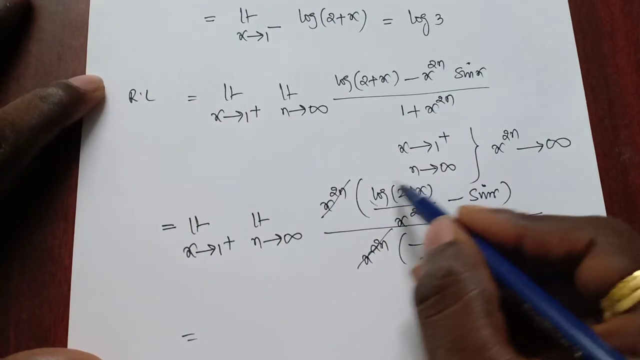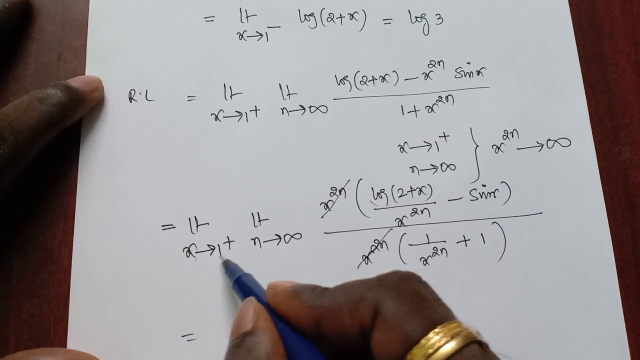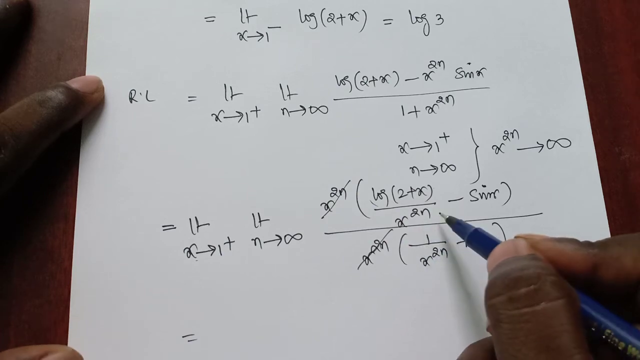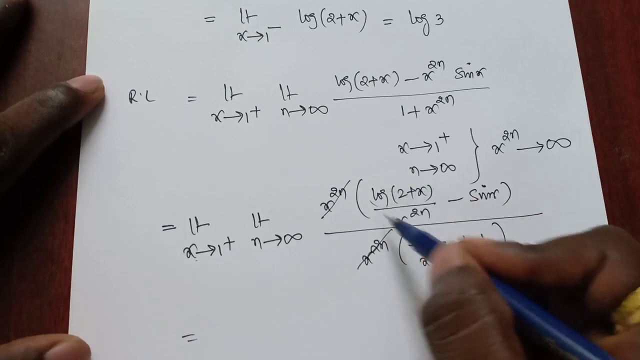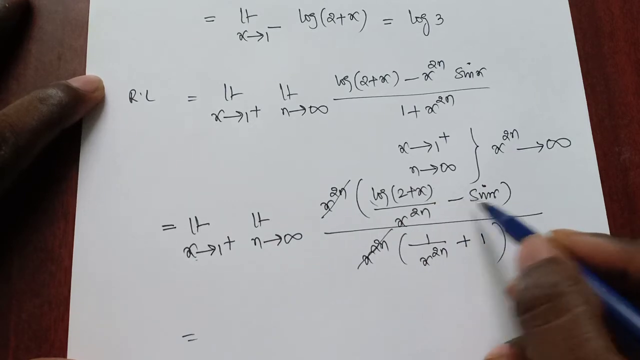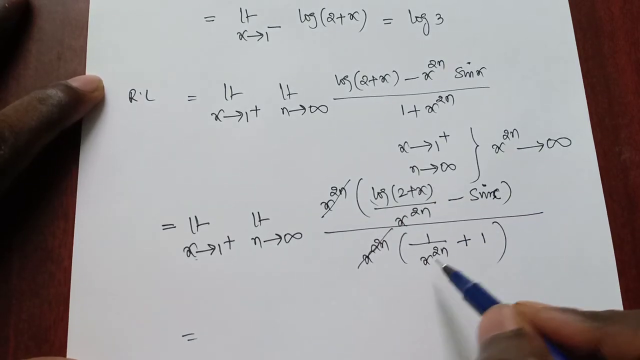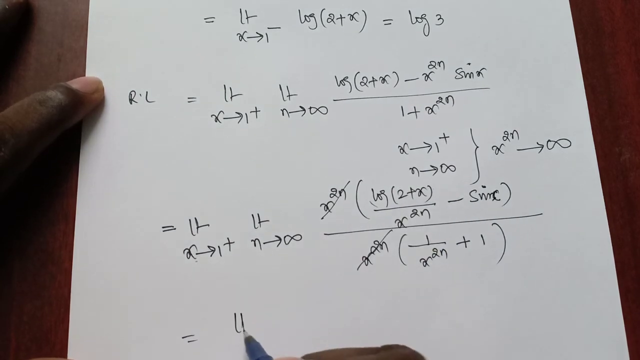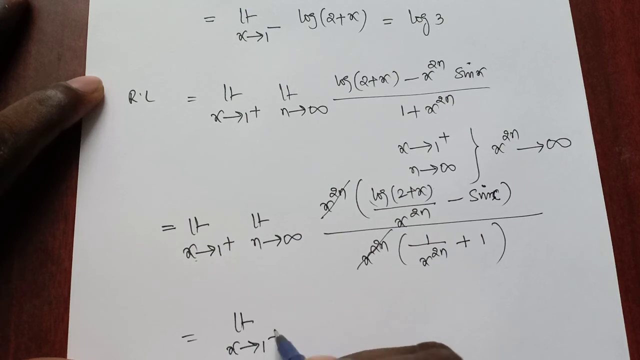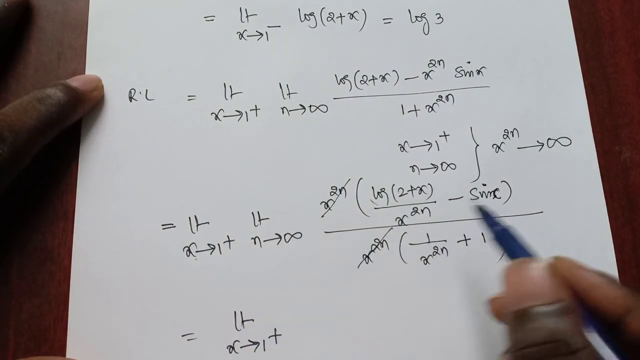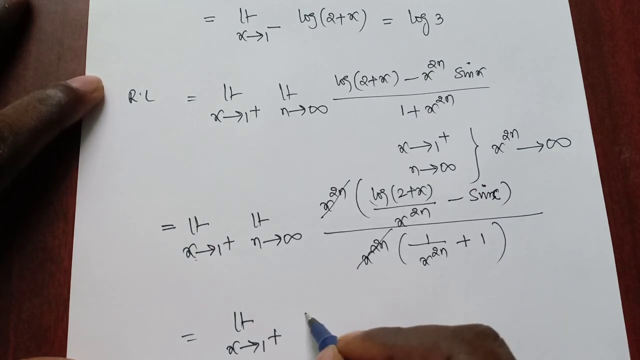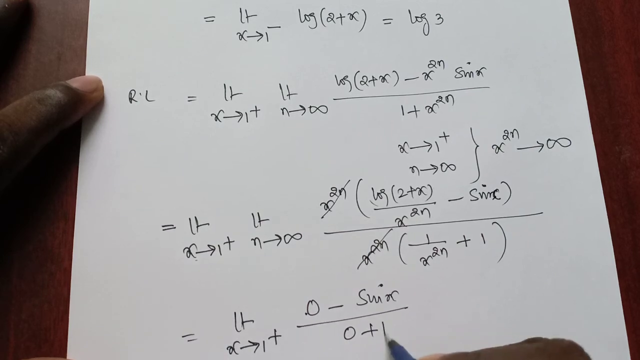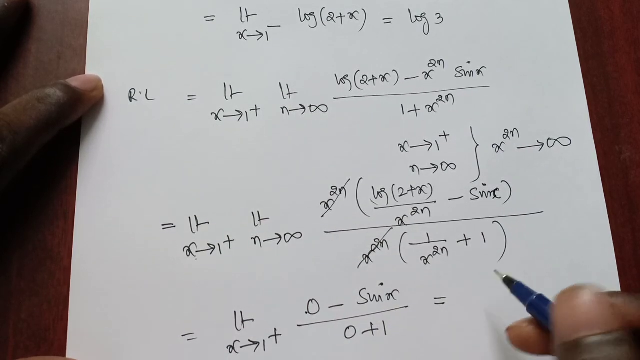So log of 2 plus x is a finite value. Why? Because x approaches 1. So that means log 3 is a finite value, and in the denominator we have a very big number. So a finite value divided by a very big number is 0, and minus sin x divided by 1 by a very big number, which is 0. That's why what we get finally, limit x tends to 1 plus, no need to take n tends to infinity, because we have only x. So 0 minus sin x divided by 0 plus 1.